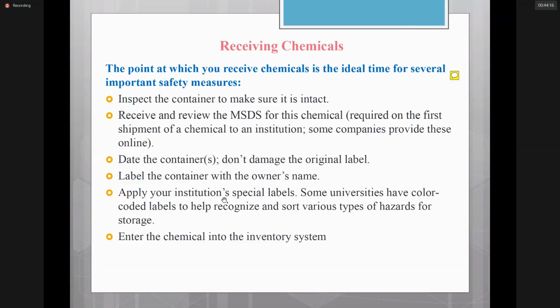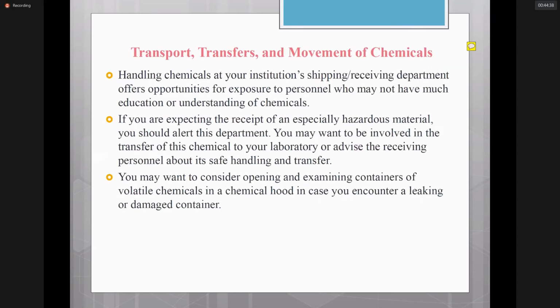Apply your institution's special label. Some universities have color code labels to help recognize and sort various types of hazard. Enter the chemical into the inventory system, the electronic system where you add or enter your information.